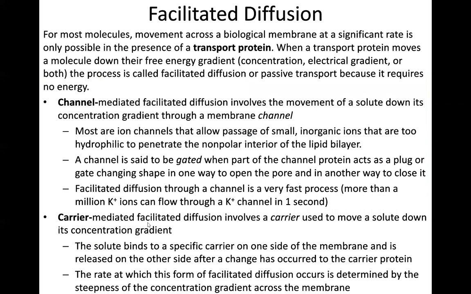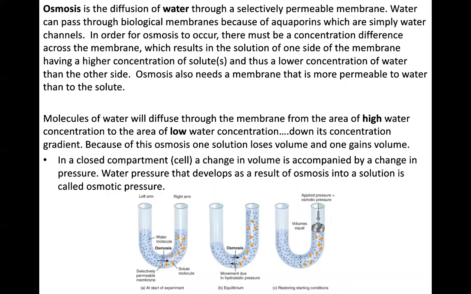In the case of carrier-mediated diffusion, the rate at which this occurs is determined by the steepness of the gradient across the membrane. So once again, the difference between the two sides: the greater the difference, the steeper the hill, the faster the rate of diffusion. Make sense? Okay, there is one final form of diffusion, and we call this osmosis.